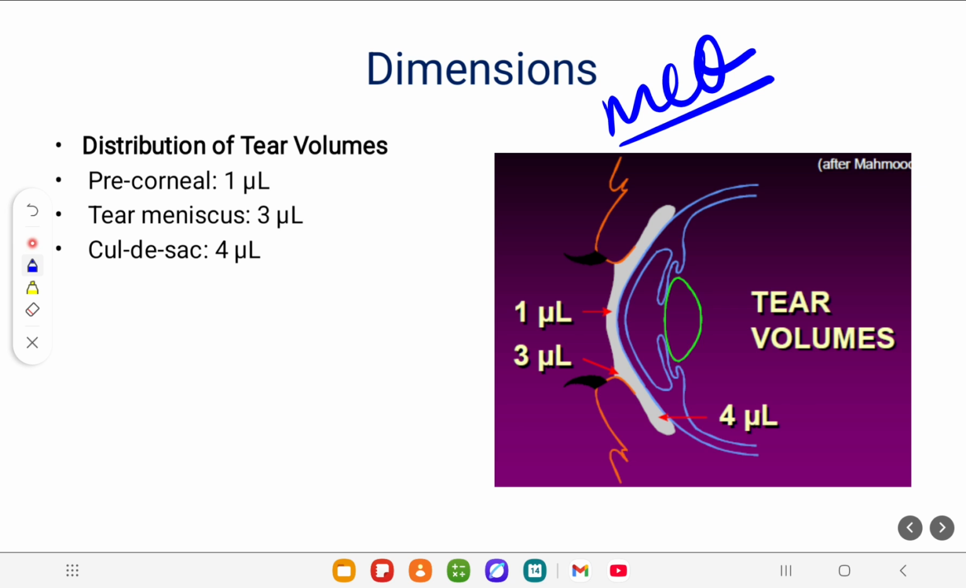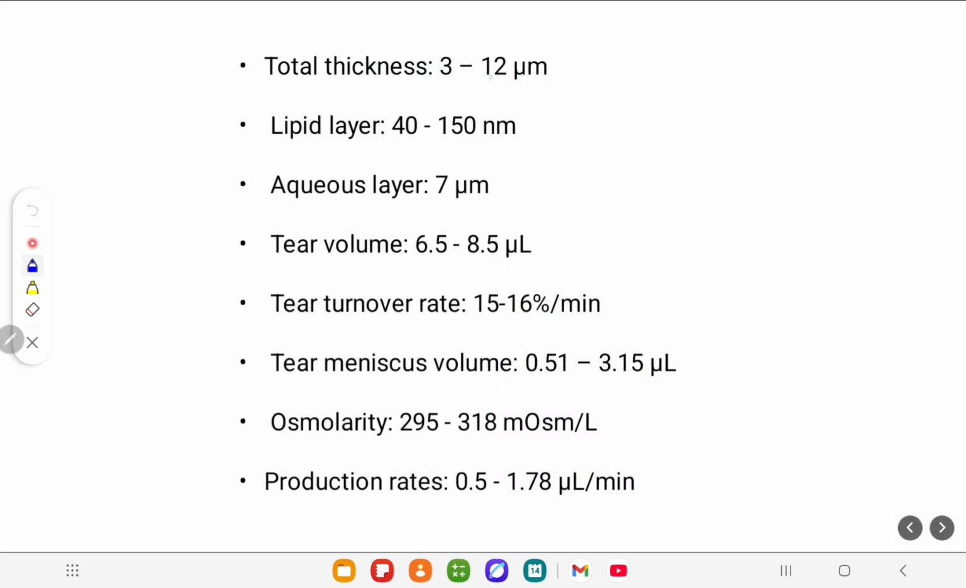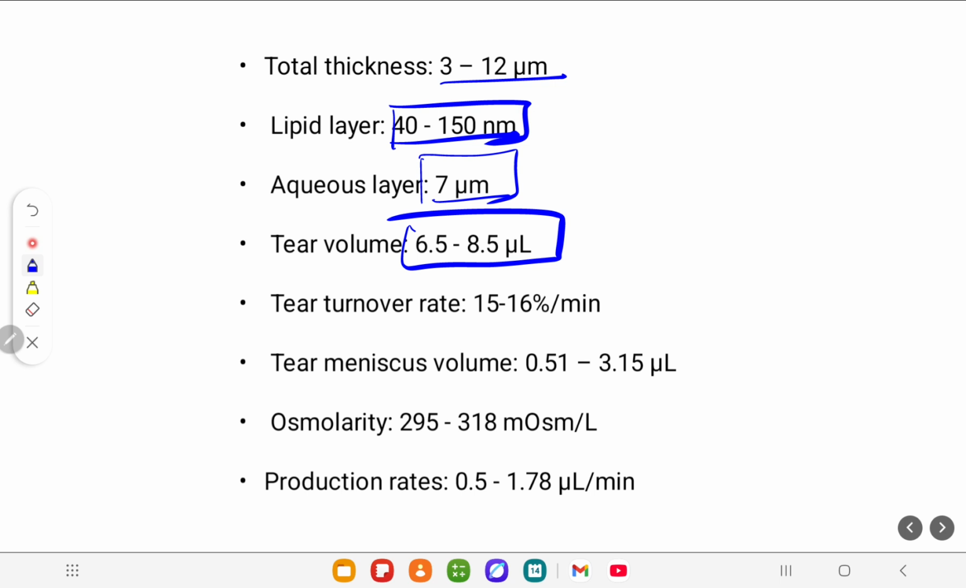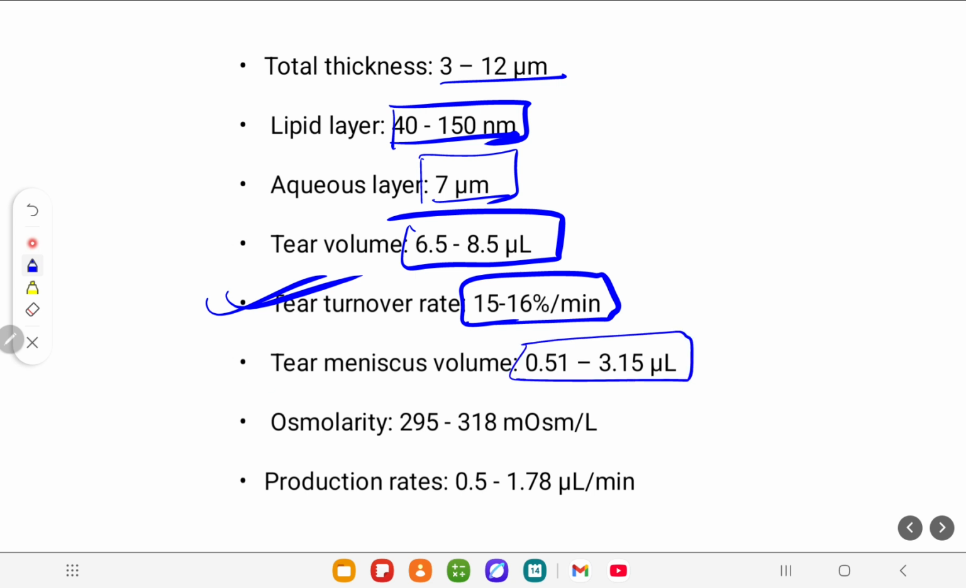So as per what I have made, the distribution of tear volume: precorneal is 1 microliter, tear meniscus 3 microliter, cul-de-sac 4 microliter. Overall, it's like 7 microliter, or 7 to 8. So the total thickness is 3 to 12 micrometer roughly. Lipid layer is 40 to 150 nanometer. Aqueous layer 7 micrometer. Tear volume 6.5 to 8.5 microliter. Turnover rate, this is commonly asked in MCQ, 15 to 16% per minute. Tear meniscus volume, roughly in this range.